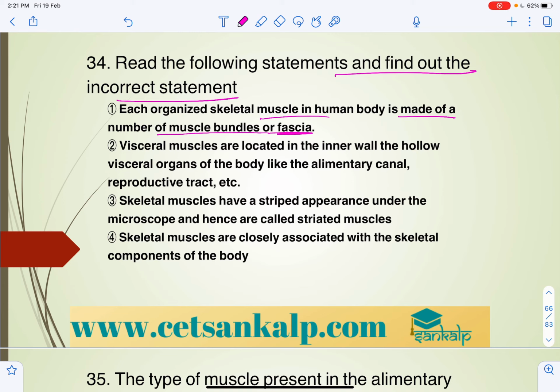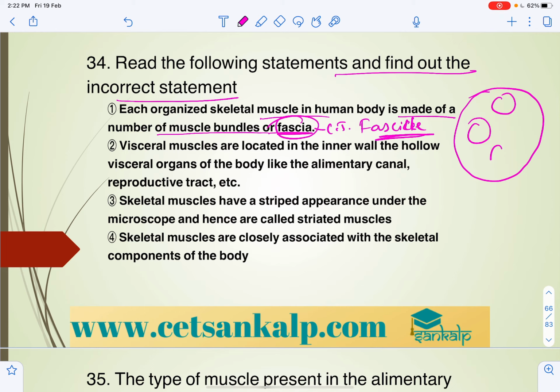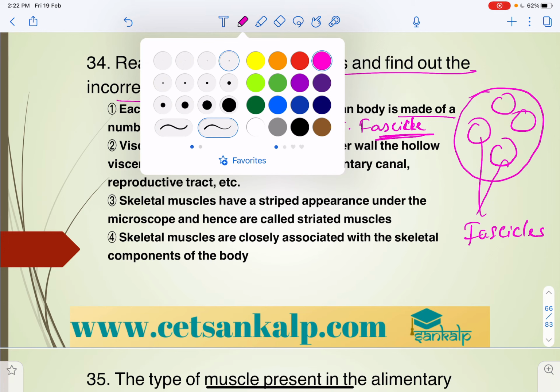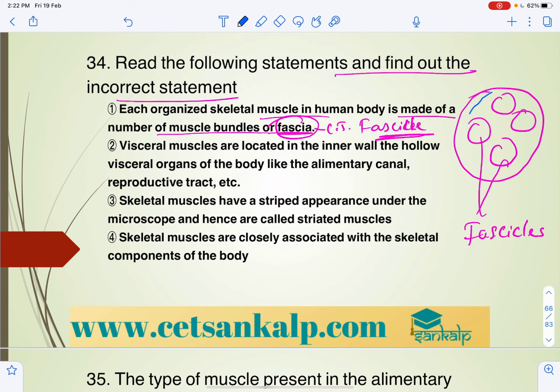Each muscle bundle is not a fascia. Fascia is a connective tissue; it should be fascicle. Those bundles are called fascicles, sorry. So if you consider this is the muscle in which the bundles are present, those bundles are called fascicles, and these fascicles are covered by a connective tissue called fascia.